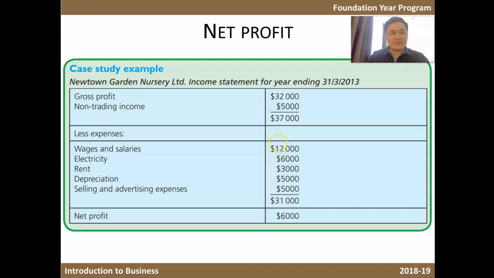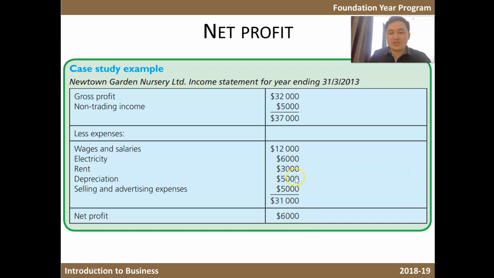And then there are some other expenses like wages and salaries, electricity. Sometimes students, by the way, ask what the difference is between wage and salary. A wage is commonly known as paid on a weekly basis. A salary is paid on a monthly basis. That's the difference. Electricity, rent, depreciation.